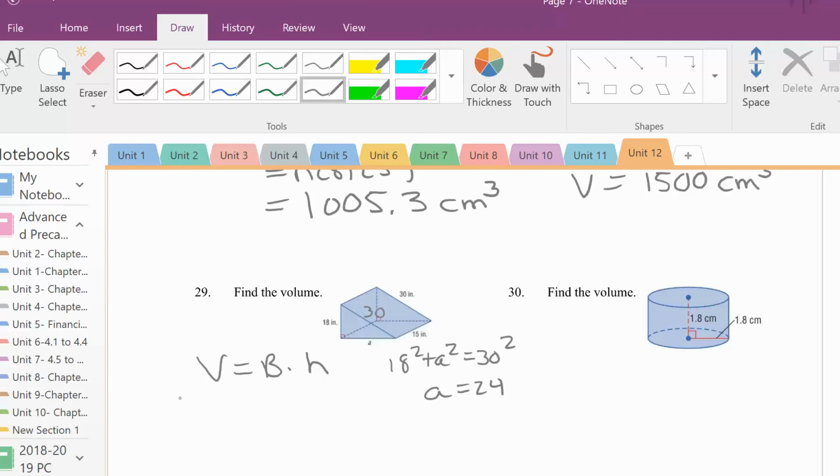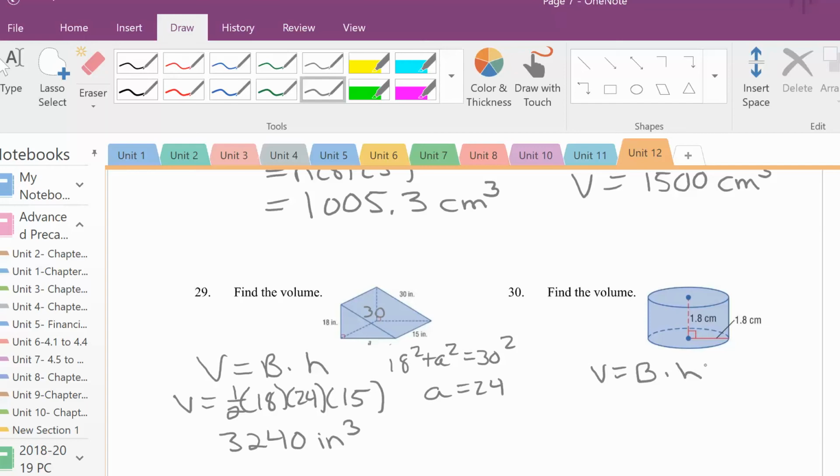And so the area of the base is 1/2 times 18 times 24, and then the height of the prism is 15. And when you multiply that out, you get 3,240 cubic inches. All right, so for number 30, the volume is the area of the base times the height. So it's equal to pi times 1.8 squared times the height, which is also 1.8. And when you multiply that out, you get 18.3 cubic centimeters.